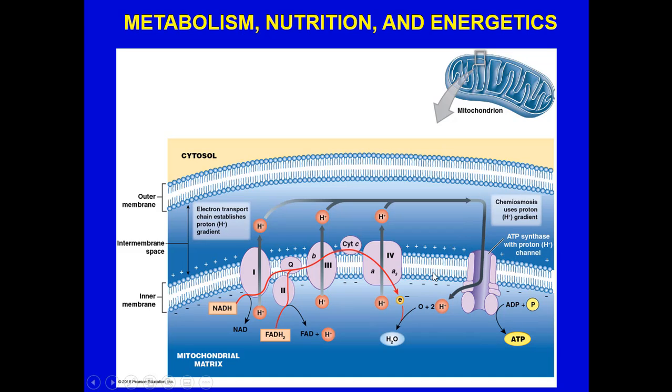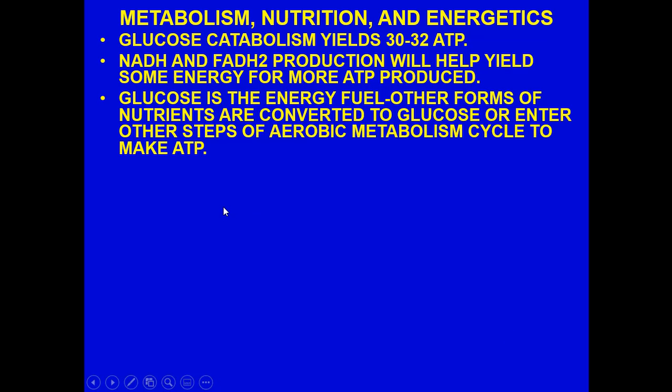So this process continues constantly. Here's the ATP synthase, and as the hydrogen ions run through it, it will basically take ADP, fuse a phosphate to it, and now you have lots of ATP. Now, glucose catabolism, I should say, yields 30 to 32 ATP. So you're breaking down glucose and getting a lot more energy out of it. NADH and FADH2 production will help yield some of the energy for more ATP production. Glucose is the energy fuel.